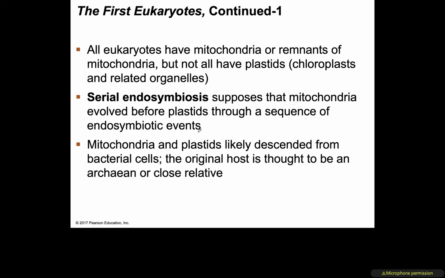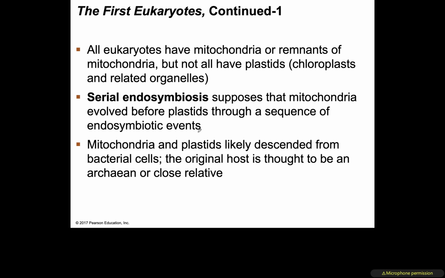Okay, now another type of endosymbiont is a chloroplast. A chloroplast is not had by all your eukaryotes. Your chloroplasts are going to be exclusive to your plants and some protists. Not all protists, just some protists.